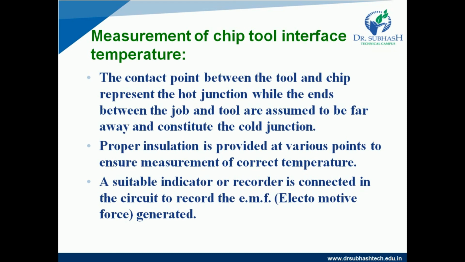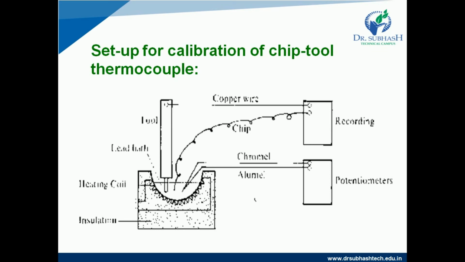It is the setup for the calibration of the chip tool interface, or we can say the thermocouple technique. So this is the insulator. This is a coil. These are the lead bars. This is the cutting tool. It is a copper wire. It is aluminium. It is a potentiometer and it is a recorder. And this one is a chip. This is the setup for the calibration of the chip tool interface thermocouple technique. See, ordinary copper wires can be used to connect the recorder since the ends are at room temperature and do not cause any error.